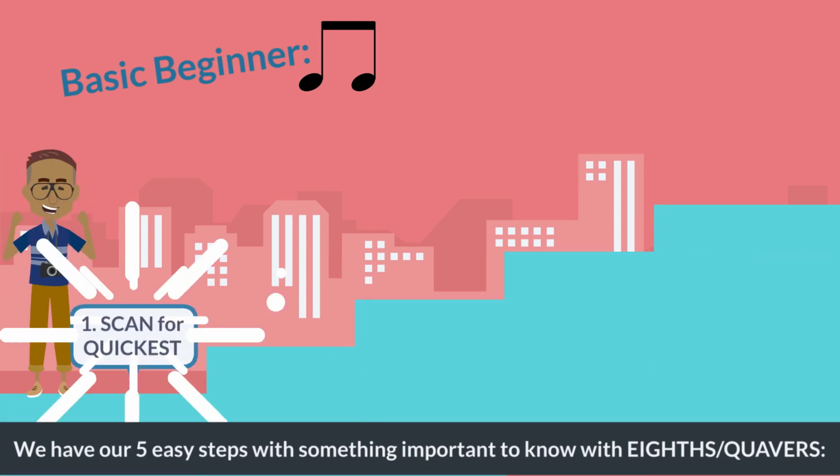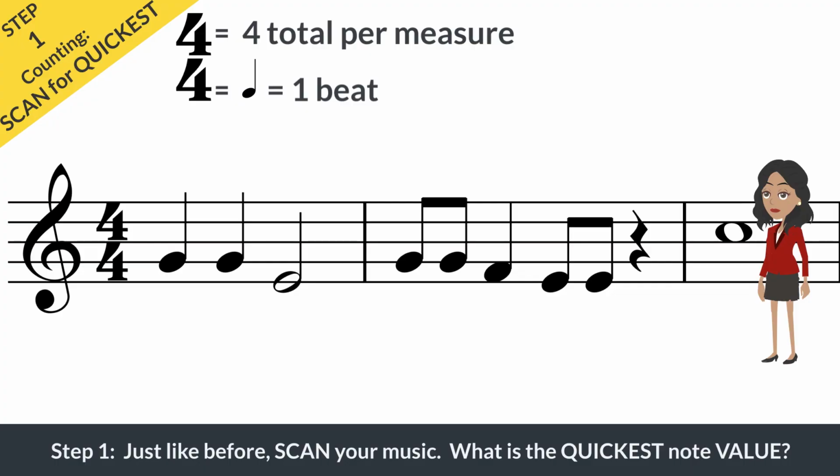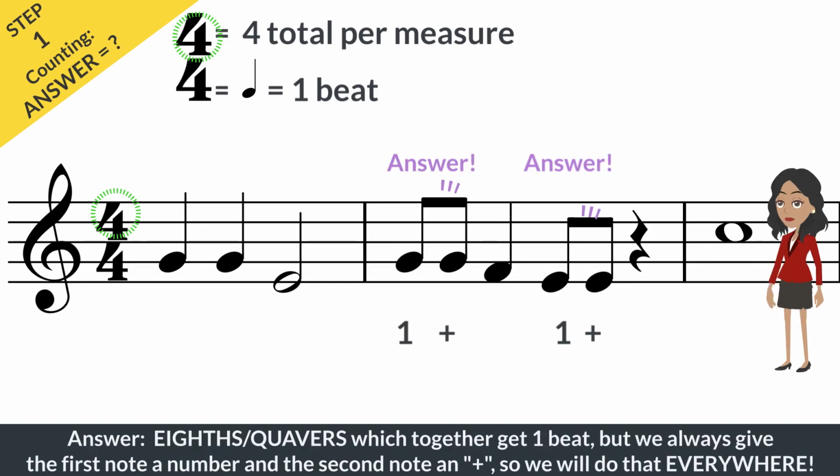We have our 5 easy steps and something important to know about eighths and quavers. Step 1. Just like before, scan your music. What is the quickest note value? Answer, eighths quavers, which together get 1 beat, but we always give the first note a number and the second note an and, so we'll do that everywhere.